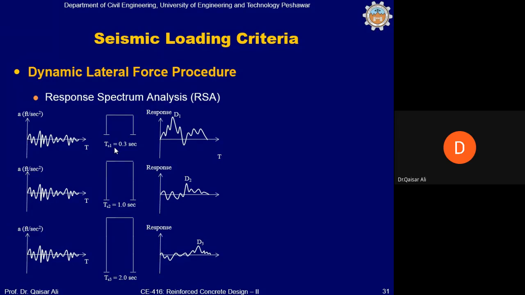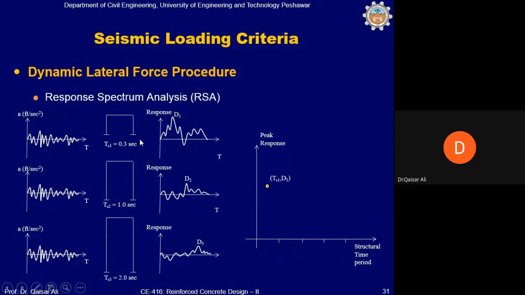So the time period of the structures: if we calculate the response of that structure for a particular input time history in the form of ground acceleration, we can plot this on a graph with the time period on the x-axis. So every time period will basically represent a structure, and on the y-axis, the peak response of the structure will be plotted.